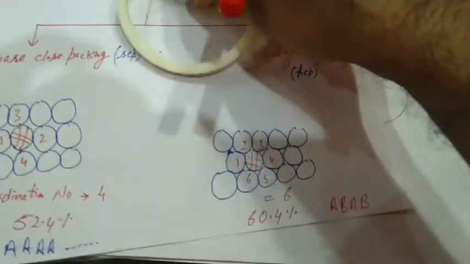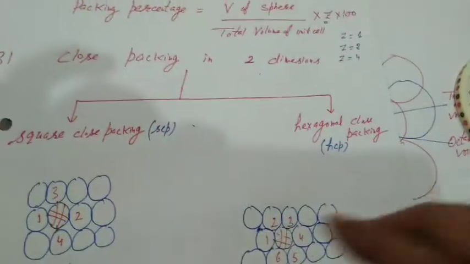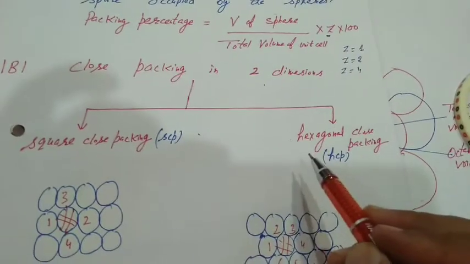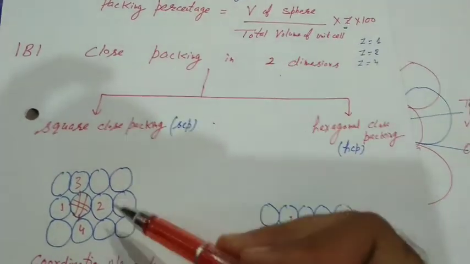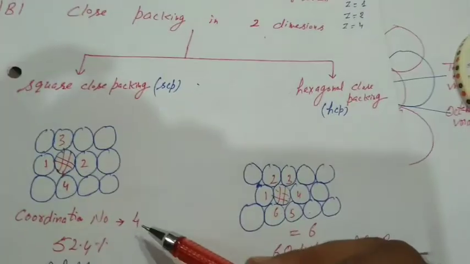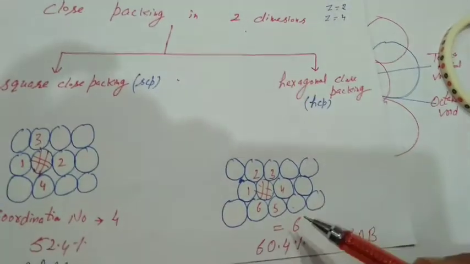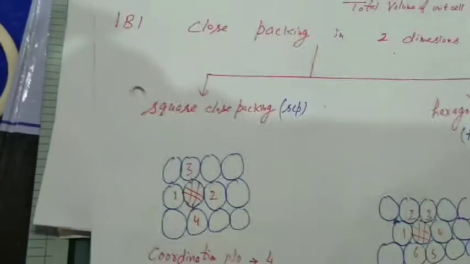Packing in 2 dimension. When rows are stacked with each other, 2 dimension close packing is found. This stacking of rows proceeds in 2 different ways. One is SCP. Square means it has 4 edges, which means coordination number 4 directly. Hexa means 6, coordination number is 6.